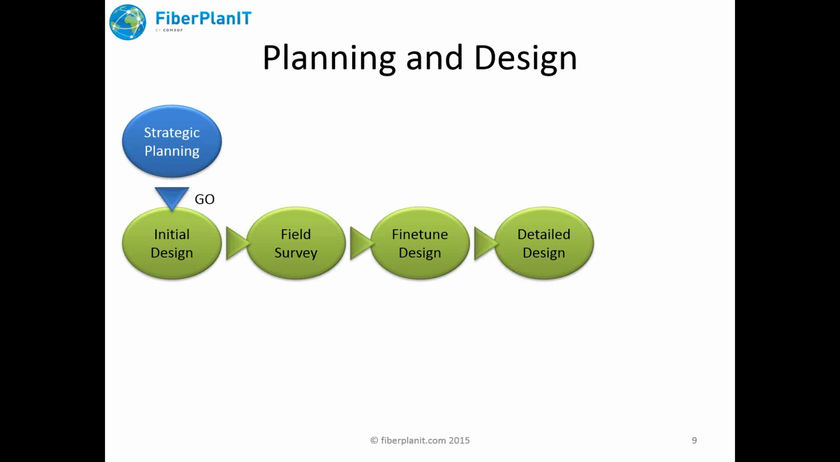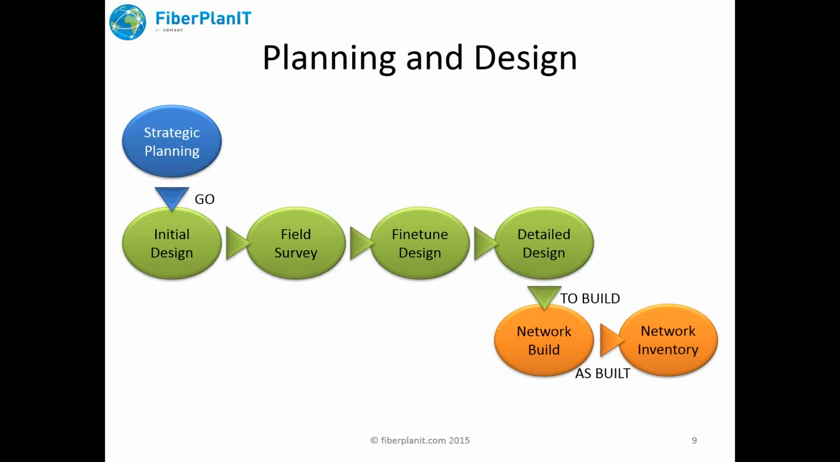So we have 4 design phases shown here. We have first the initial design, usually followed by a field survey, where you'll go into the field and check how realizable this initial design is. Usually there is some fine-tuning to make sure that the design can actually be built, and this results in a detailed design. Usually this is then pushed to a network build.